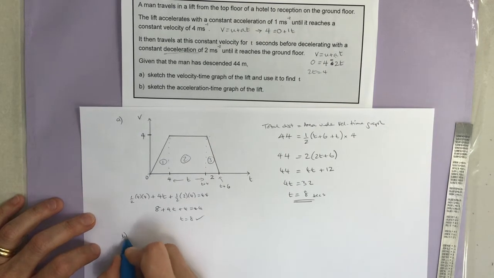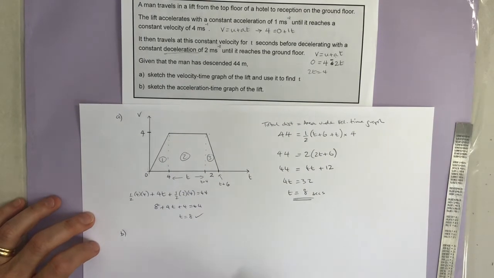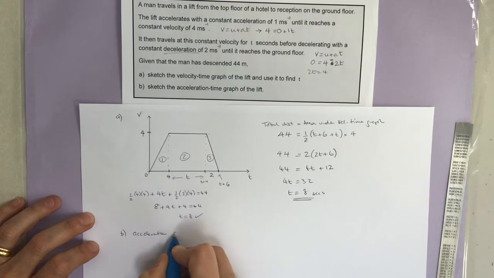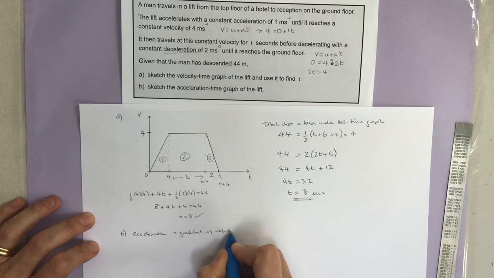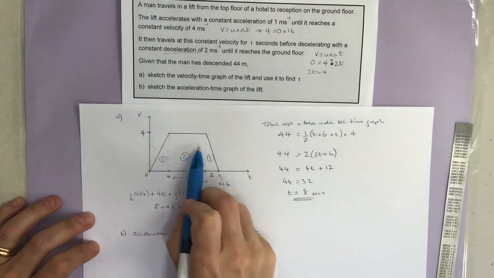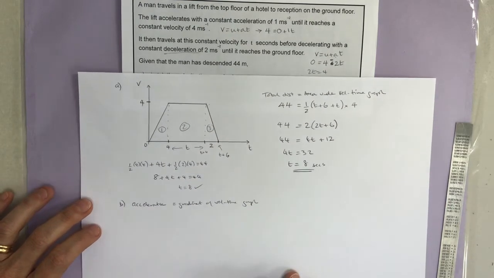Part B, sketch the acceleration time graph. Okay, now acceleration, don't forget, acceleration is the gradient of my velocity time graph. And it's definitely going to be in 3 sections because the gradient for each of these things is different. Okay, so I'm just going to move that up slightly.